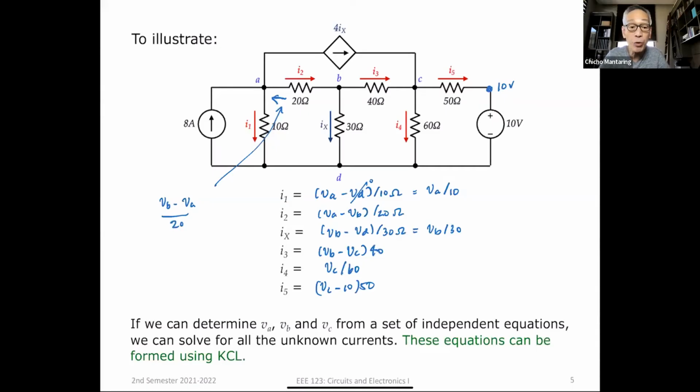So what I have to do, I have to look for a set of equations, no? Three, as a matter of fact, I have to look for 3 equations kasi tatlo yung unknown ko, VA, VB, VC. I have to look for 3 equations that I can solve simultaneously. And these equations now can be formed using KCL. Okay. Those 3 equations can be formed by using KCL, and that is the node voltage method.